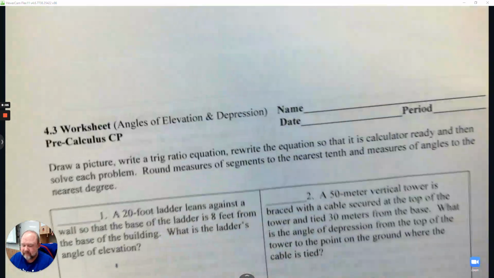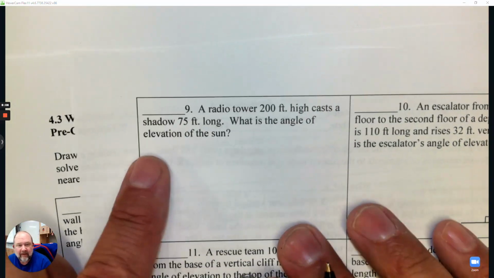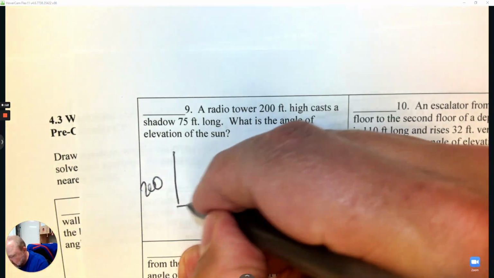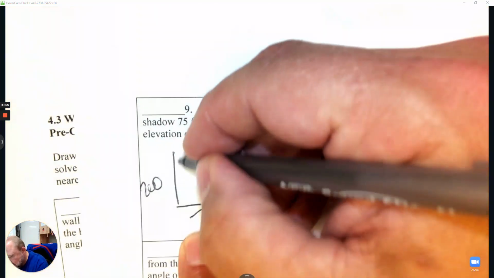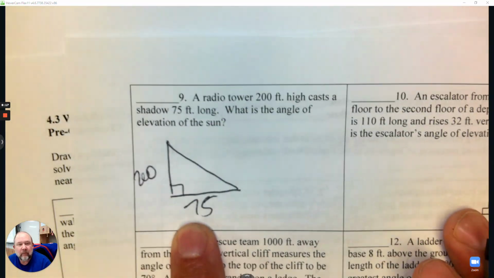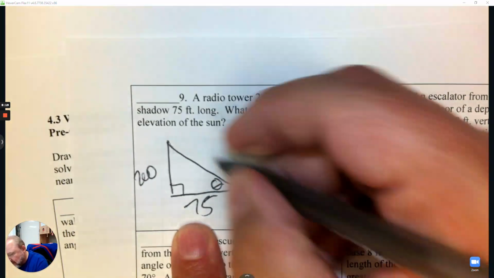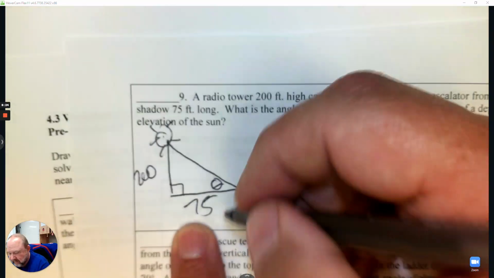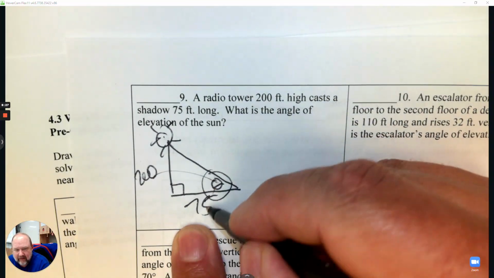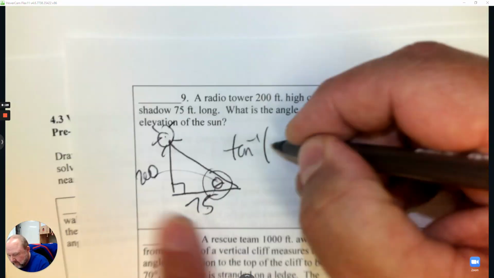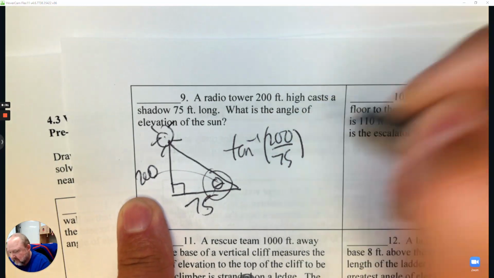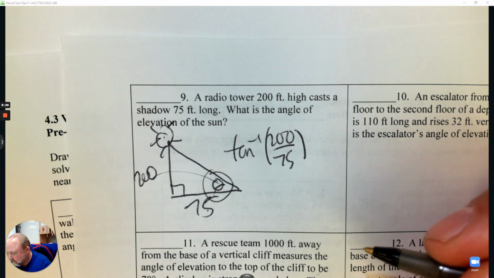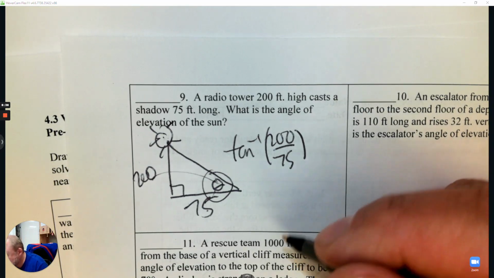All right, turn the page. A radio tower that's 200 feet tall casts a shadow that's 75 feet long. There's my right triangle. What is the angle of elevation? Right here, up to the sun. Here's the sun. What's that angle up to the sun? So again, circle the angle, opposite and adjacent. So that's tangent. So opposite over adjacent, and then use your calculator. And I get 69.